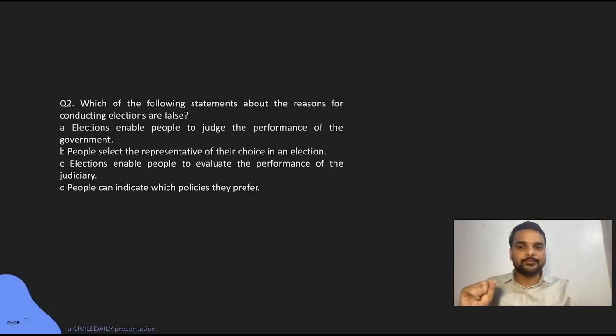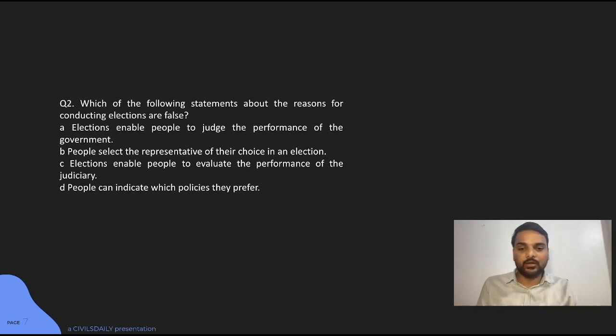Now, the second question: which of the following statements about the reasons for conducting elections are false? Now, why do you conduct elections? Elections enable people to judge the performance of the government. I think that's true. Elections select the representatives of their choice. So I think that is also true. Normally, the most basic function. Then, elections enable people to evaluate the performance of the judiciary.